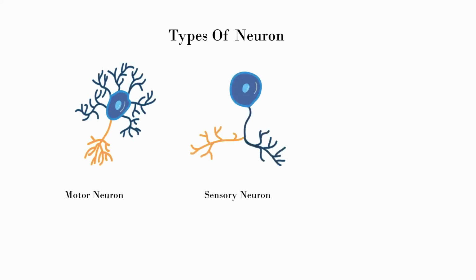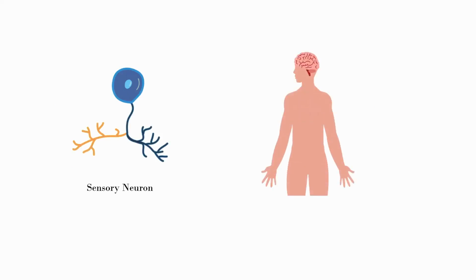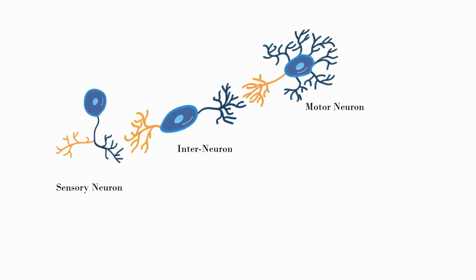There are three types of neurons present in our brain: motor neuron, sensory neuron and the interneuron. Motor neurons are responsible for controlling movements. They receive signals from the brain and send commands to muscles, allowing us to move and perform actions. Sensory neurons, on the other hand, detect stimuli from the environment or within the body and transmit them to the brain for further processing. Interneurons act as connectors between sensory neurons and motor neurons, facilitating communication and coordination.